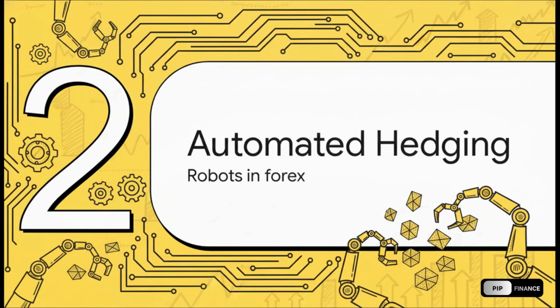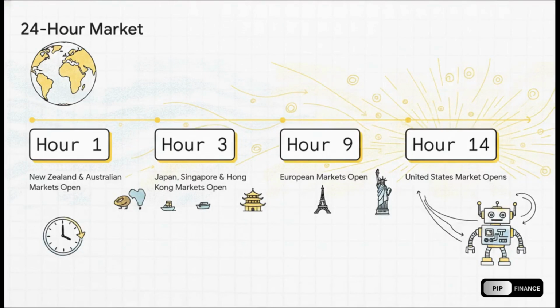All right, moving on to Section 2, automated triangle hedging. Now that we've got the math down, let's talk about the machines. The Forex market is ultra high frequency and it never sleeps. It runs 24 hours a day, literally chasing the sun across global market sessions, opening in New Zealand and cascading all the way to the United States.